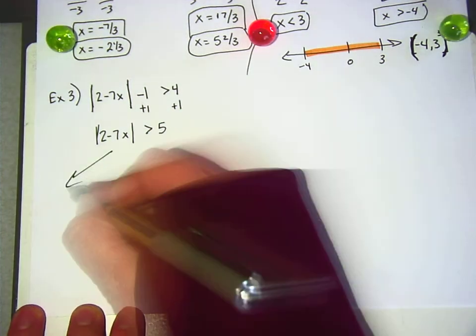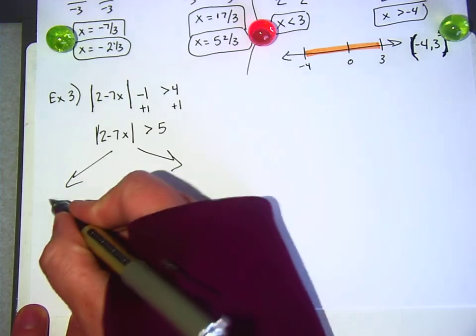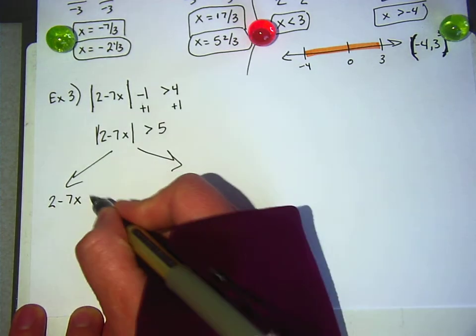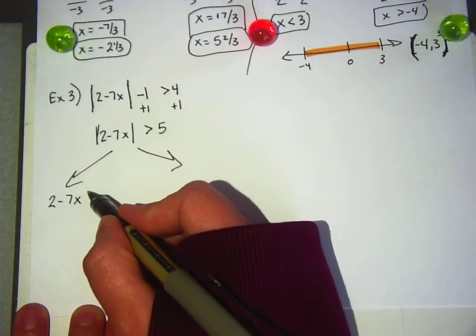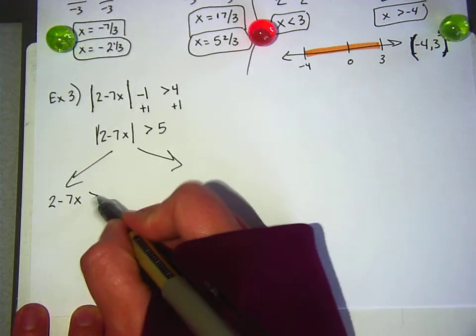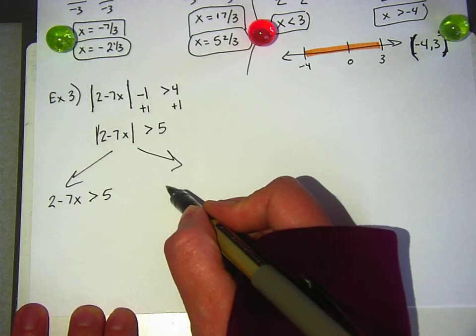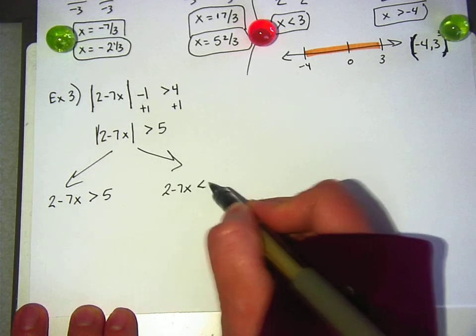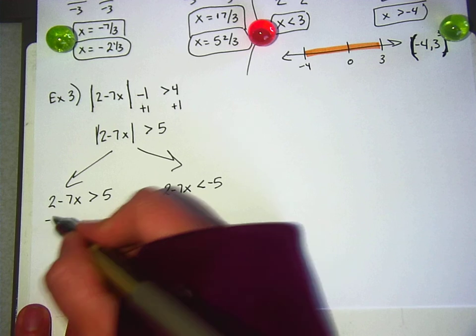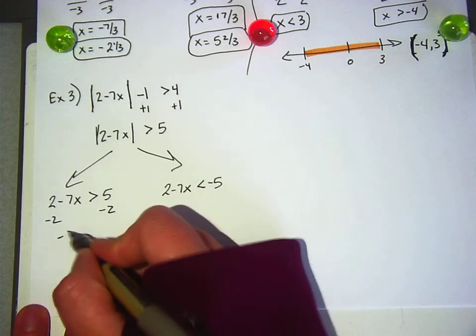Okay, now take it away. So now you just break it up. Tell me the two equations. So 2 minus 7x is greater than 5, and then the other one will be 2 minus 7x is less than negative 5. Beautiful. All right, we can solve the rest. Mason, go get a prize.